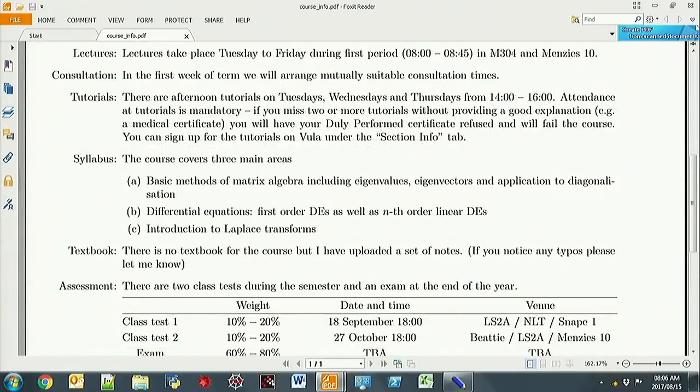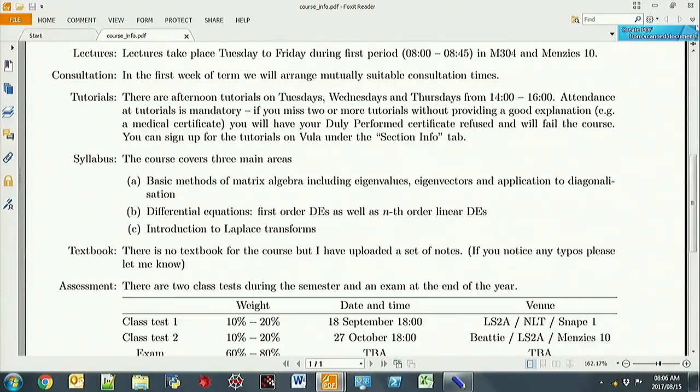There is no textbook, but I've uploaded a set of notes to Vula. It's a set of notes that I typed up based on the lecture notes I wrote out last year. If you notice any typos or any mistakes, any errors, it's quite likely that somewhere there are algebraic errors or missing signs or whatever. If you notice any of those mistakes, please send me an email and I'll correct them.